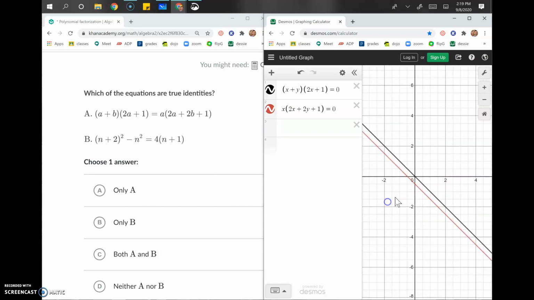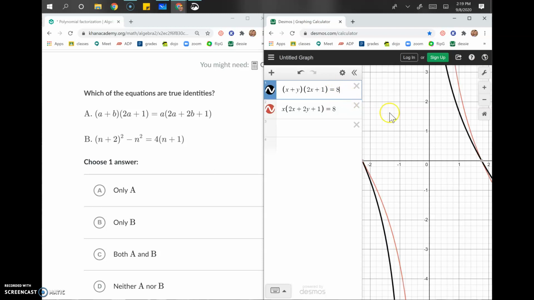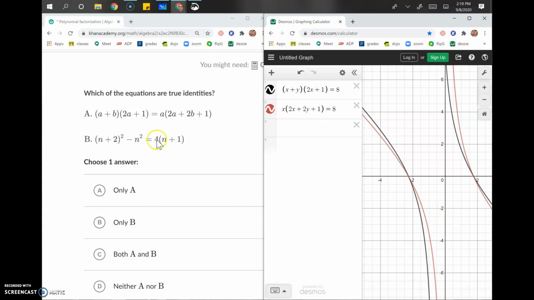And so now we've got both lines, and we can see the lines are not the same. They are not the same line, and so the expressions are not the same. And even if I change this to 8 and I change this to 8, okay, the lines are not the same. No matter what the lines look like, they're not the same line. So we know that expression A is not equivalent.